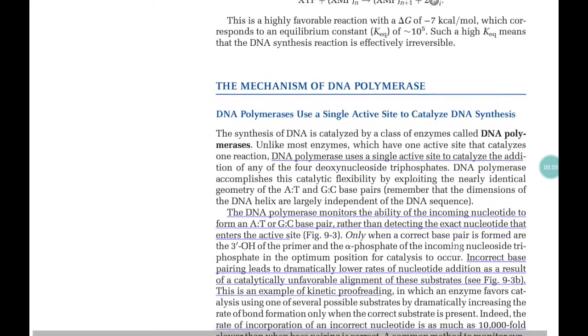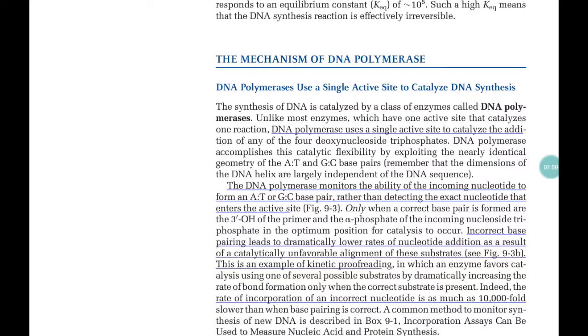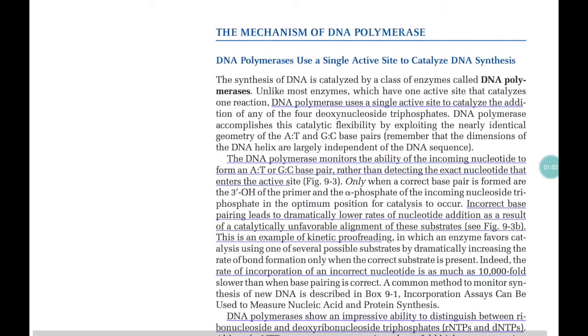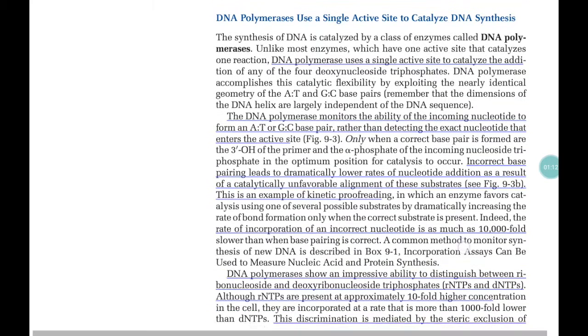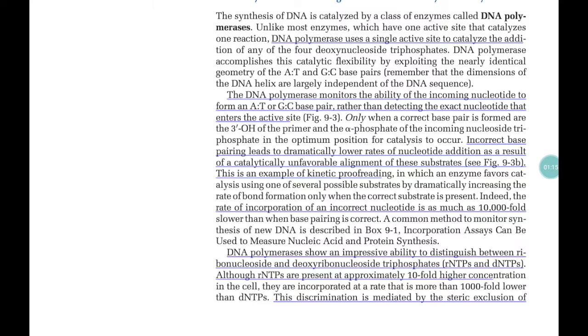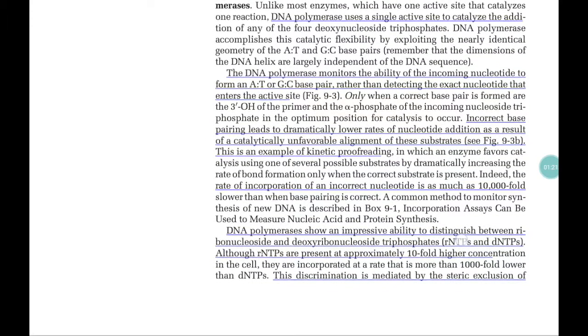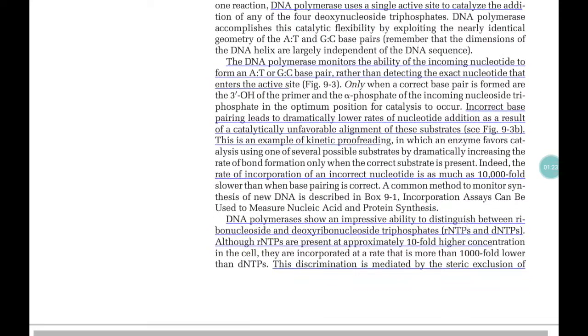The mechanism of DNA polymerase. DNA polymerase uses a single active site to catalyze the addition of any of the four deoxyribonucleoside triphosphates (dNTPs). The polymerase monitors the ability of the incoming nucleotide to form an AT or GC base pair, rather than detecting the exact nucleotide that enters the active site. An incorrect base pair dramatically lowers the rate of nucleotide addition as a result of catalytically unfavorable alignment of the substrates. This is an example of kinetic proofreading.